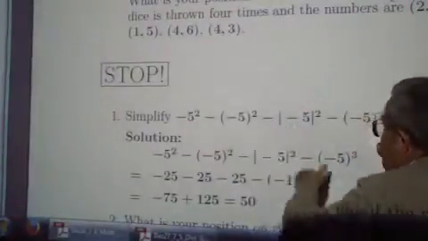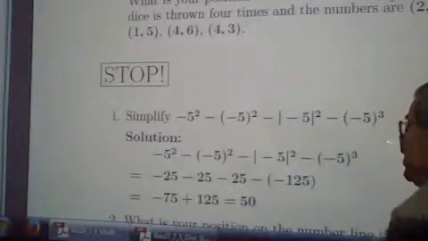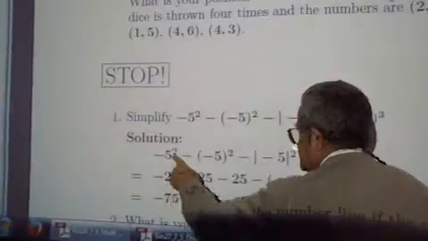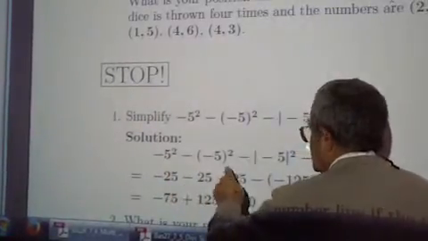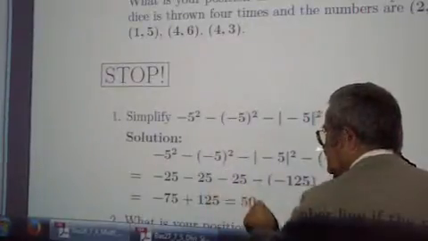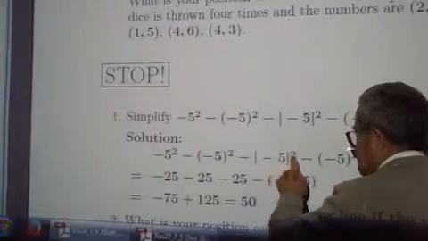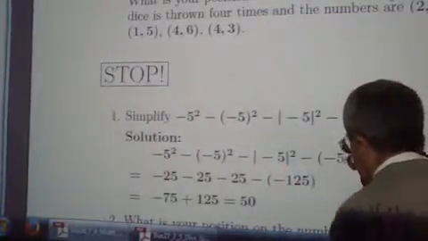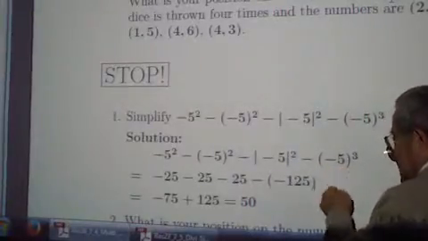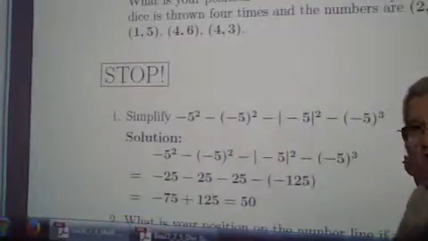There's no group that holds things together, because every set of parentheses or absolute values has only one number. Exponents. 5 squared is 25. The 2 is only over the 5. Negative 5 times negative 5, the exponent is over parentheses, is 25. Absolute value of negative 5 is 5. Squared again is 25. And negative 5 cubed, negative 5 times negative 5 times negative 5, is negative 125.